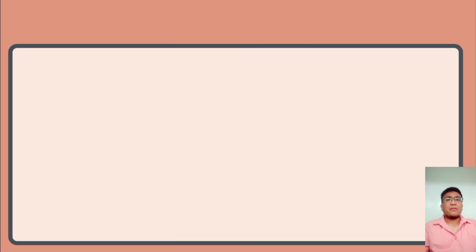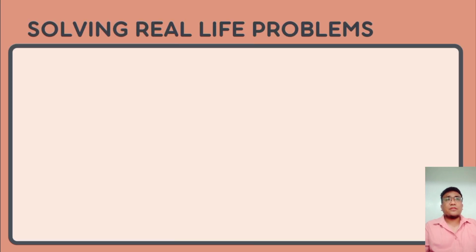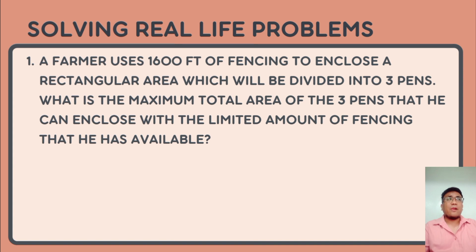So, solving real life problems. A farmer uses 1,600 feet of fencing to enclose a rectangular area which will be divided into 3 pens. What is the maximum total area of the 3 pens that he can enclose with the limited amount of fencing that he has available? So the farmer has limited fence, which is 1,600 feet. So he wants to build 3 pens and maximize the area. So what are the dimensions that he will build?